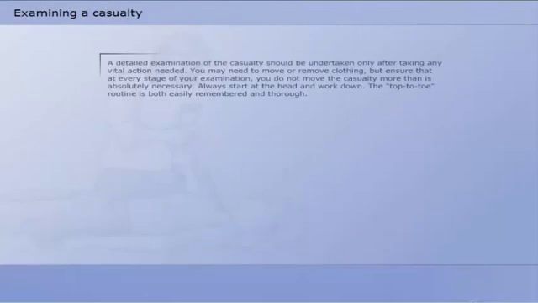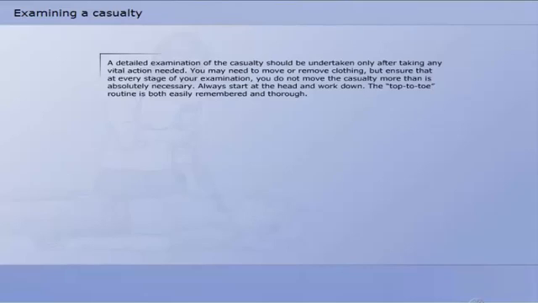A detailed examination of the casualty should be undertaken only after taking any vital action needed. You may need to move or remove clothing, but ensure that at every stage of your examination you do not move the casualty more than is absolutely necessary. Always start at the head and work down. The top-to-toe routine is both easily remembered and thorough.